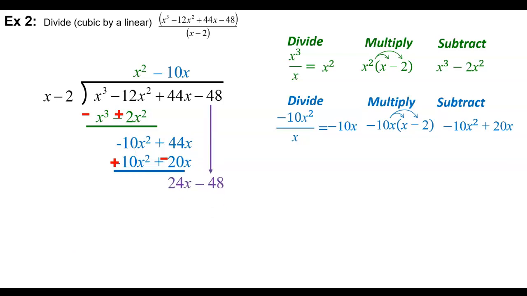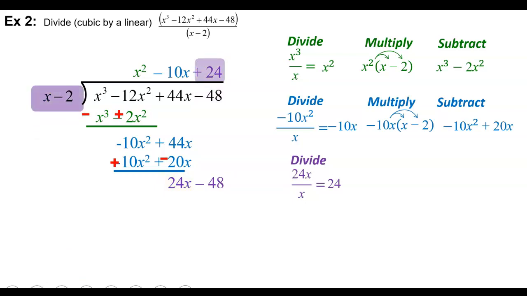We have done 2 cycles of the same steps, and we got to do it one more time. What's the first step of the cycle? Yeah, first term divided by first term. So 24x divided by x. The x's cancel out. What am I left with? 24. Now I'm going to multiply that 24. Actually, I'm going to write it up top first. It's plus 24. And then I'm going to multiply 24 times the divisor, x minus 2.